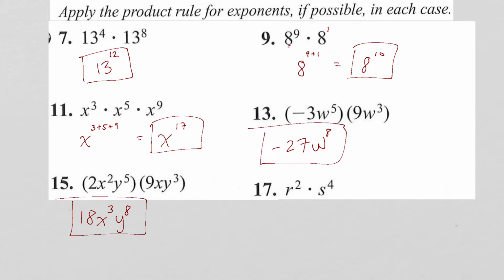Okay, this is the answer. We cannot simplify this further. We can get rid of that multiplication symbol. But the reason we can't do anything here is these are two entirely different bases, so we cannot add those exponents. We just stick it together like this.